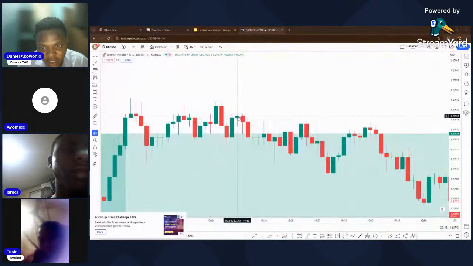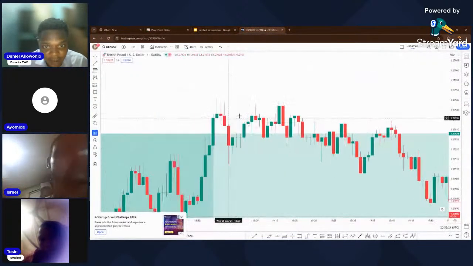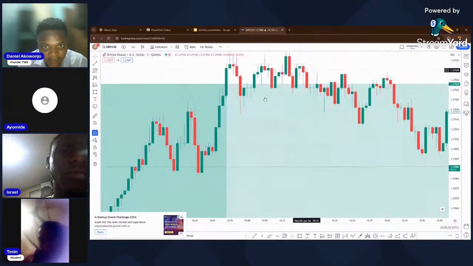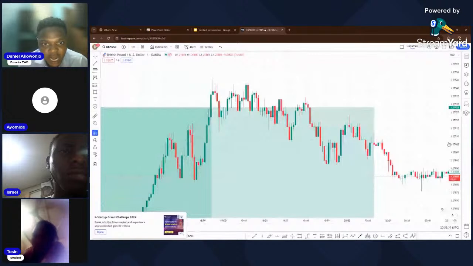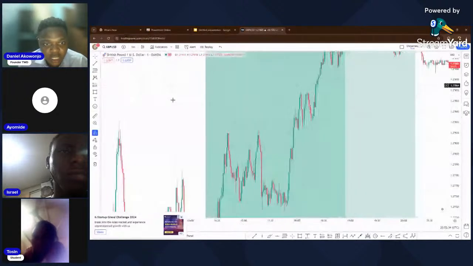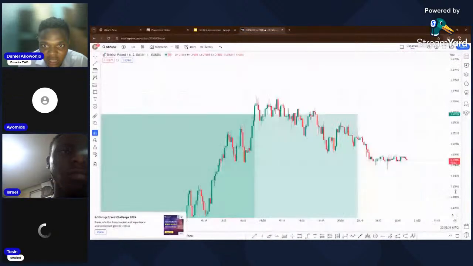Can you see this candlestick here? Yes, exactly. That's a hanging man candlestick. According to what it says here, it means that the buyers are exhausting already. The buyers are tired and leaving the market. They pushed price to a certain point and they are profitable already. They are satisfied. Now they want the bears to start taking charge of the market.